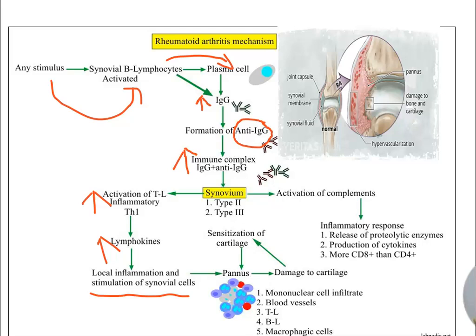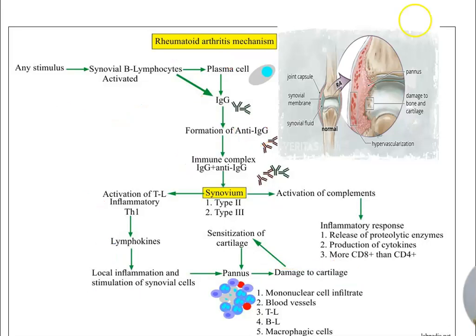Because of this local inflammation and stimulation of synovial cells, it may lead to more pannus type formations, where you can see abnormal mass formations, and finally all these things will result in damage of the cartilage. This damage of cartilage finally will lead to deformities in the joints. These deformities are very important and crucial in the rheumatoid arthritis problem.